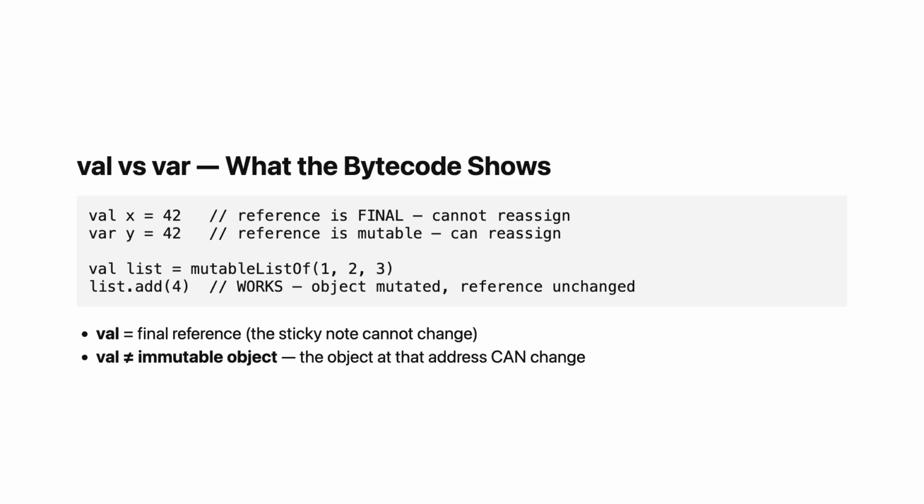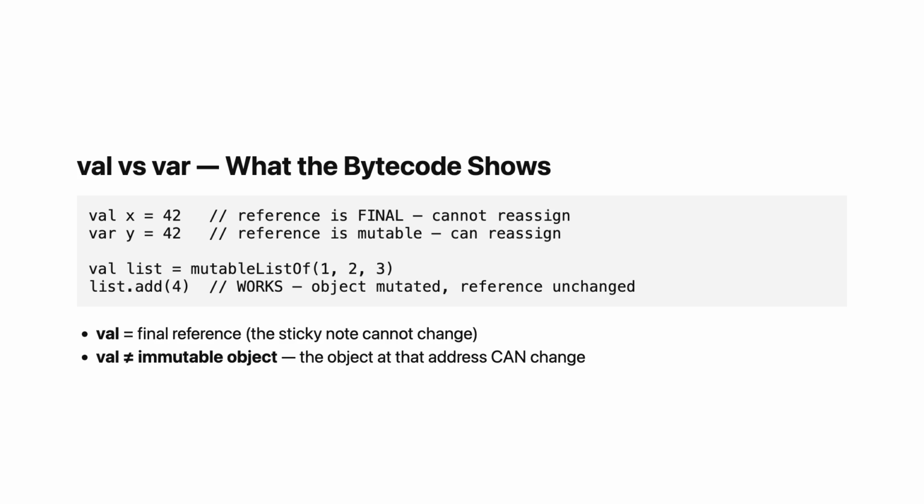Val does not mean the object itself is immutable. Val means the reference is final, like a final field in Java. The sticky note with the address on it cannot be changed to point somewhere else. But the object at that address? It can absolutely change. If you write val list = mutableListOf(1, 2, 3), and then call list.add(4), that works perfectly fine. The reference did not change, the object did. This is the number one source of confusion around mutability in Kotlin, and it matters enormously.